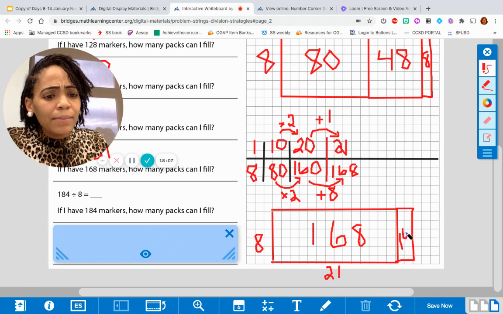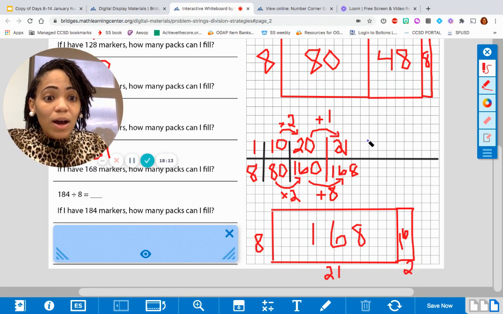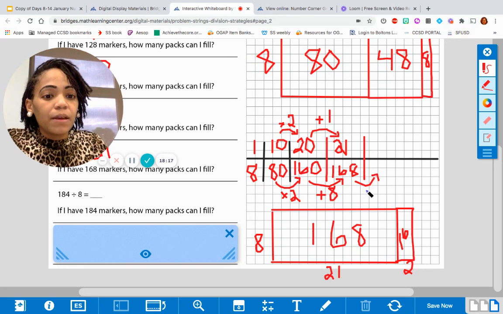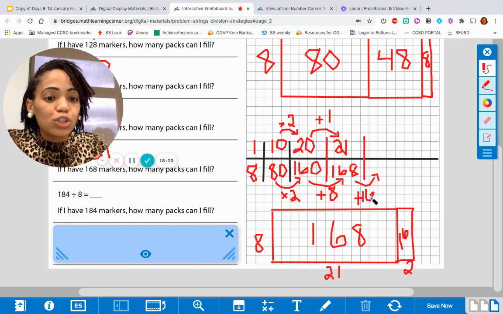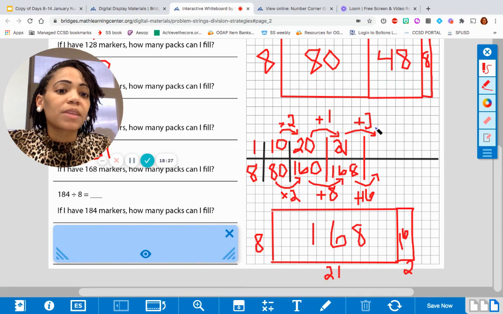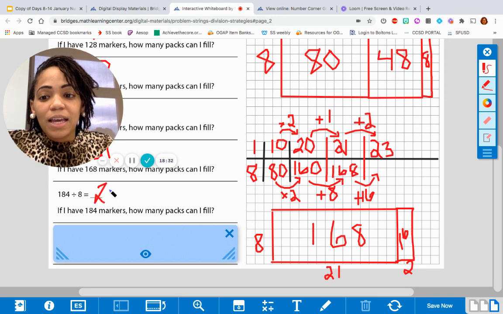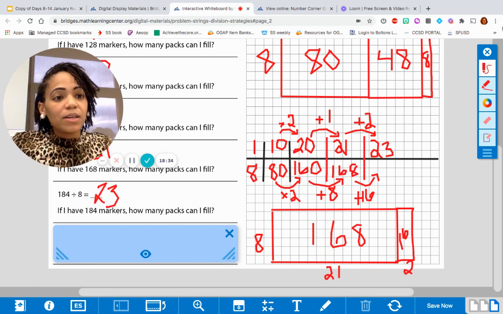And what times 8 gives me 16? 2. So I'm adding 16 now, which means I'm adding 2 packs. So instead of having 21 packs, I now have 23 packs. You got it.